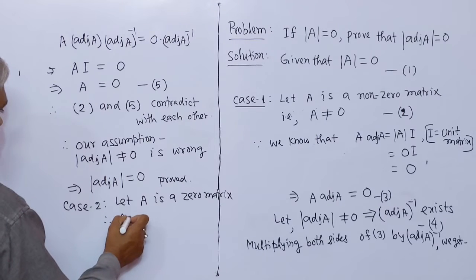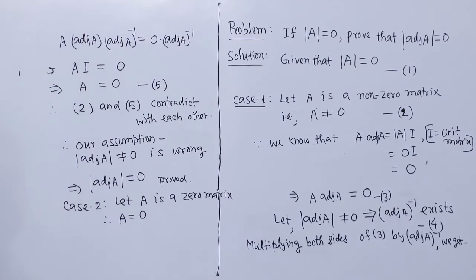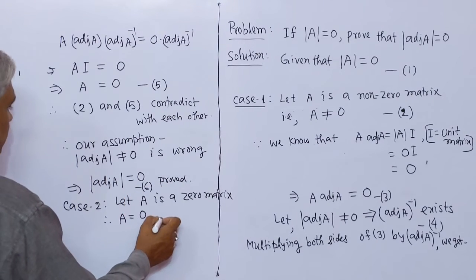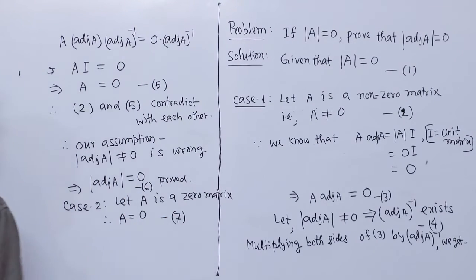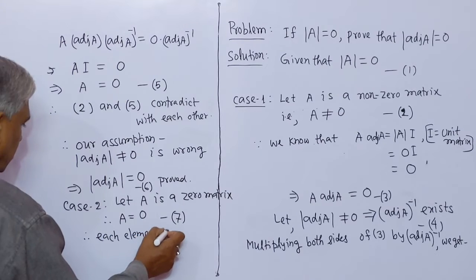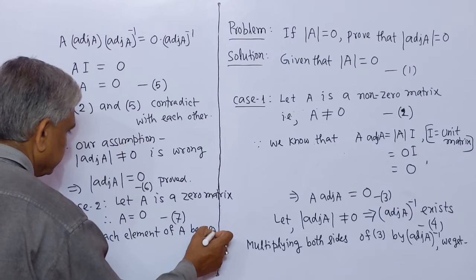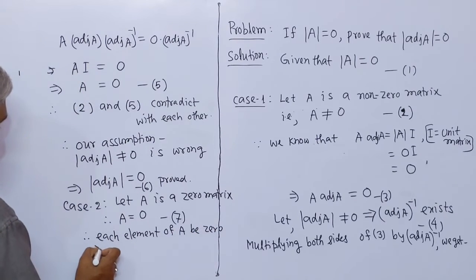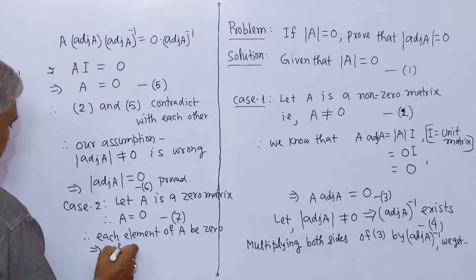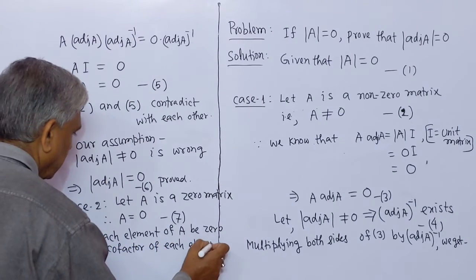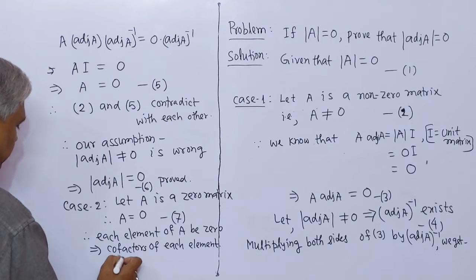Therefore, A equal to 0. This is number 6. This is number 7. Therefore, each element of A be 0 implies that cofactor of each element will be 0.